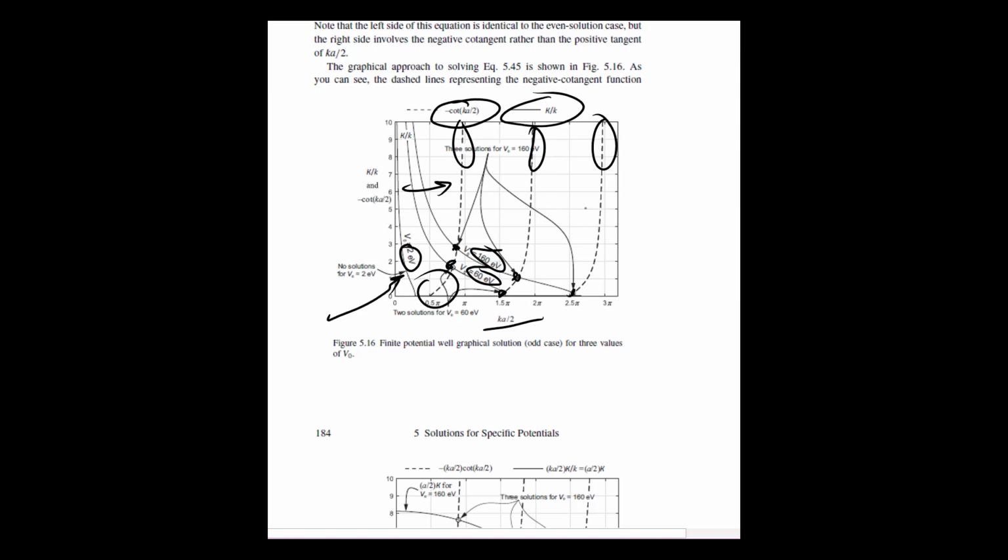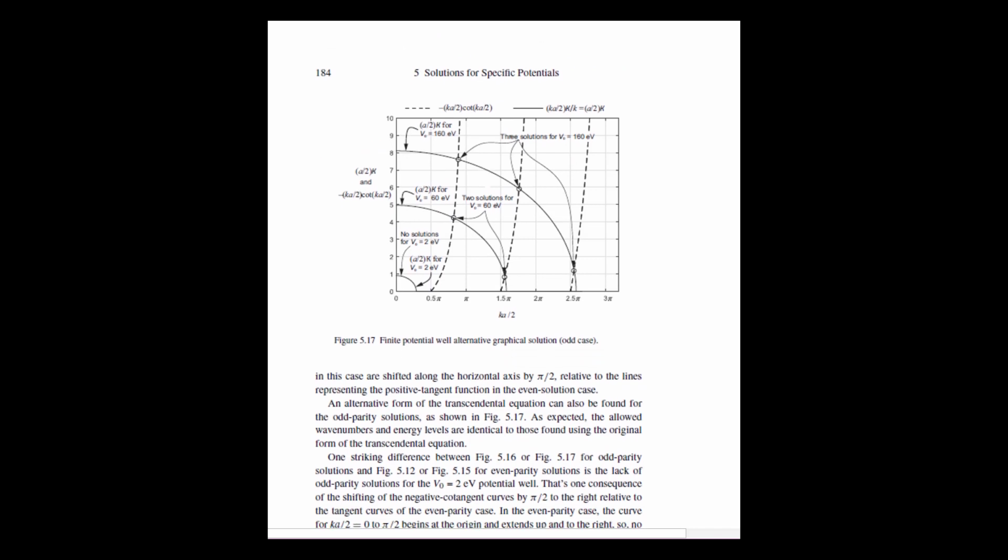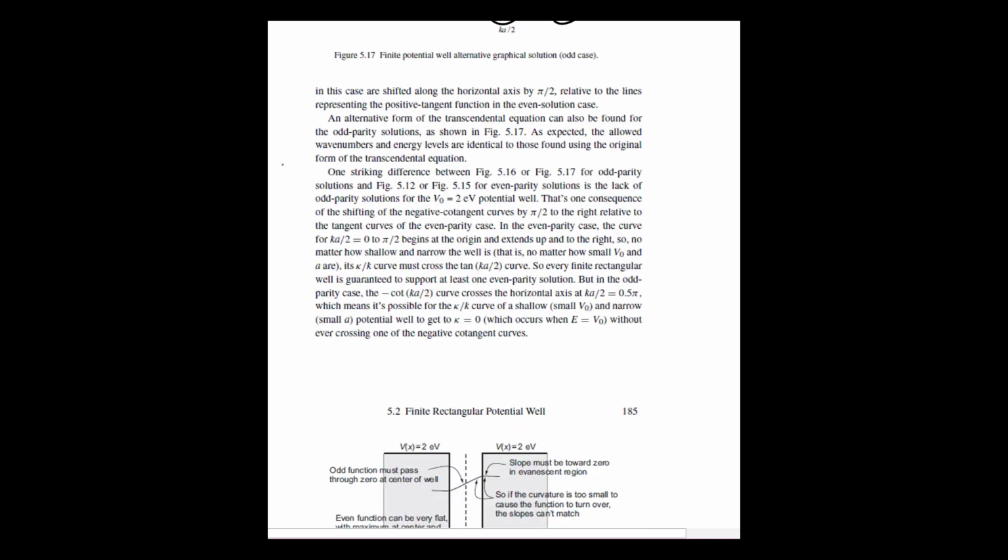You can also use the other form of the plot where we multiply both sides by k over 2. Now we see our little circle for the 2 eV case does not intersect any of the minus cotangent curves. But our 60 eV case intersects at 2 places and our 160 at 3, exactly as in the other plot. So as it says here, that's one consequence of having those negative cotangent curves shifted over by pi over 2 to the right.